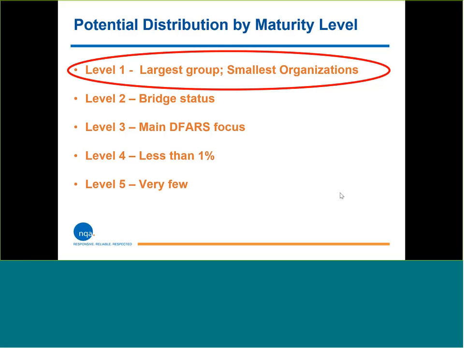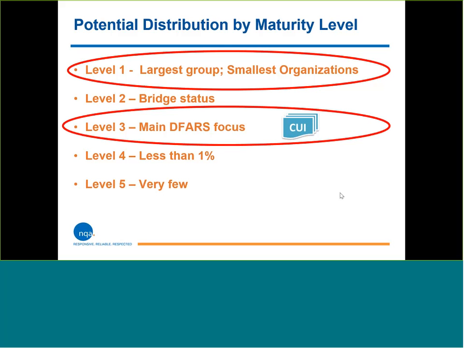Level 2, as I mentioned, is kind of a bridge status. And then the next really main focus is level 3, which would be mapped to the DFARS and CUI being the key indicator there. If you have CUI, then level 3 would be a good guess.